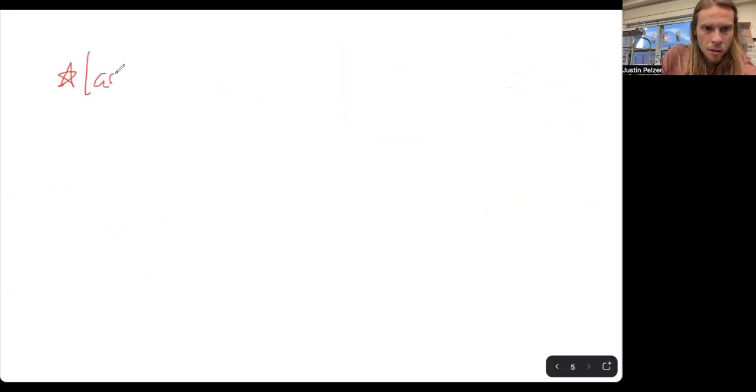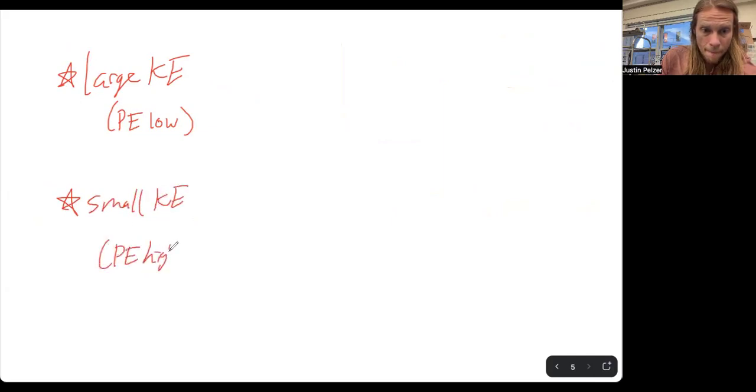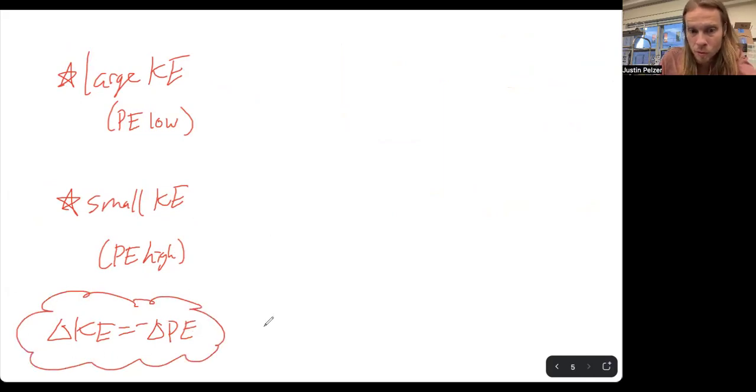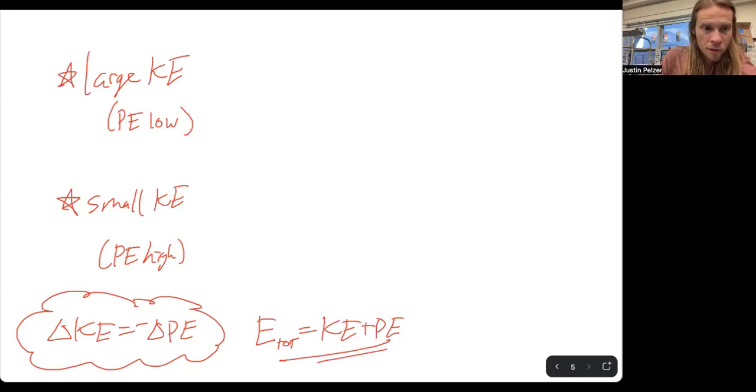So if I have large kinetic energy, in other words, fast, but we don't really want speed, or potential energy is low, versus small kinetic energy, where potential energy is high. Because remember that delta KE still equals negative delta PE. This still is a foundational principle that E total is still equal to KE plus PE. This is still foundational for all of physics. All of physics still operates on this.